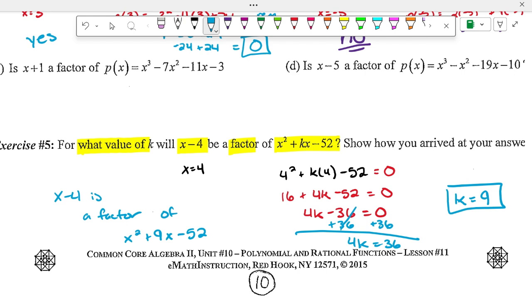So again, this looked messy from the way they stated it, but in reality, you plug in the 4 for x, and then set equal to 0 and solve for k. That's all I had to do. All right. Any questions on remainder theorem?